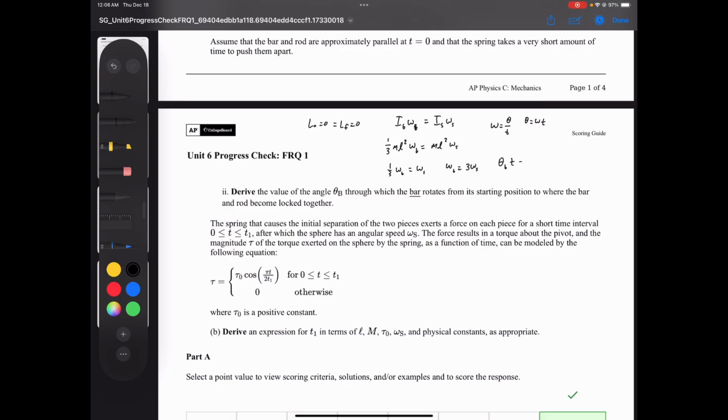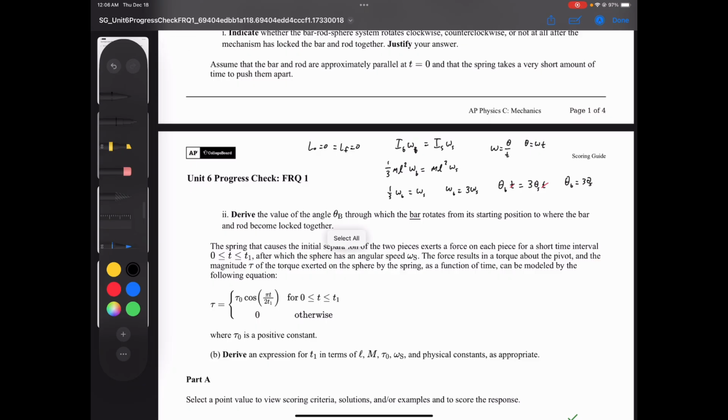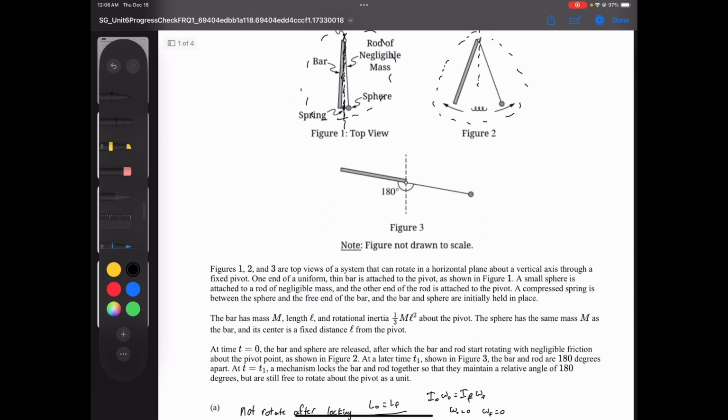And so now let's write it out in terms of theta. So I have 3 times theta s over t, and then obviously those t's cancel out as well. And now we just have this relationship. So the theta of the bar is equal to 3 times the theta of the sphere. Something else that's important to note is that that's not enough. Just writing that down, you have to actually figure out what the angle is, because we know that the angle between them after they lock is 180 degrees apart.